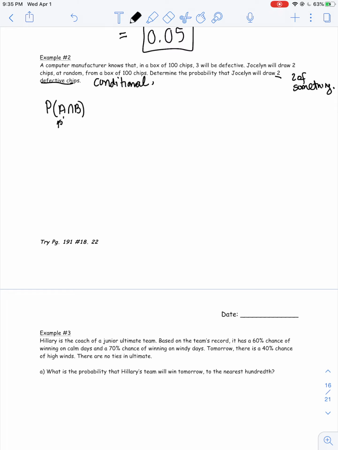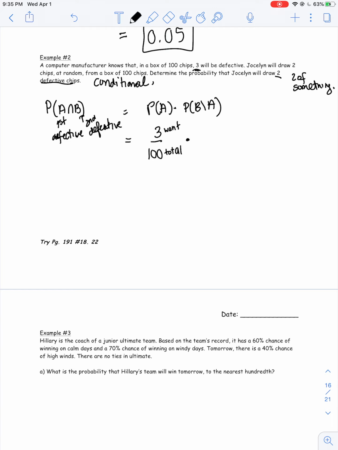So they want the first one to be defective, meaning not working. And they also want the second one that they pick out of the box to be defective. So that's going to be probability of A multiplied by probability of B occurring if A already happened. Well, let's go into the box and take out your first defective chip. We know that there are 3 defective out of a total of 100. So probability should always be what you want out of the total. So what we want is the defective chip out of the total.